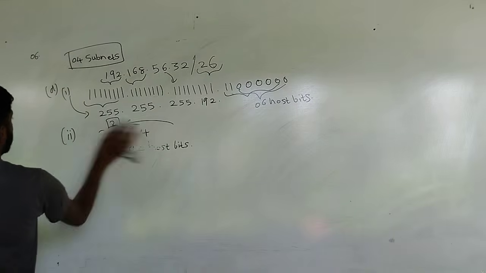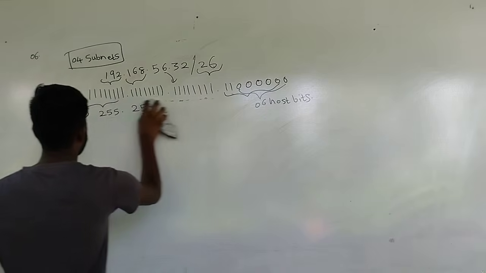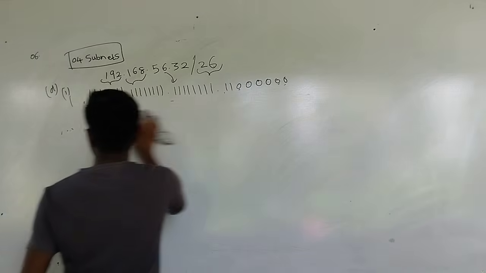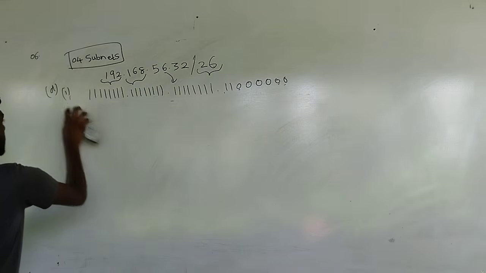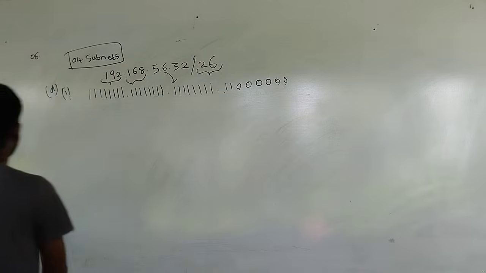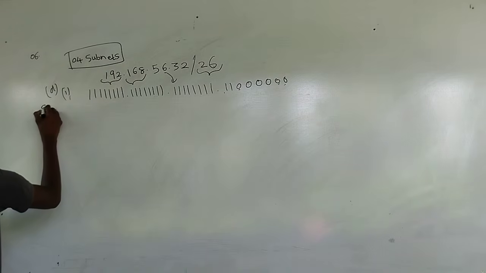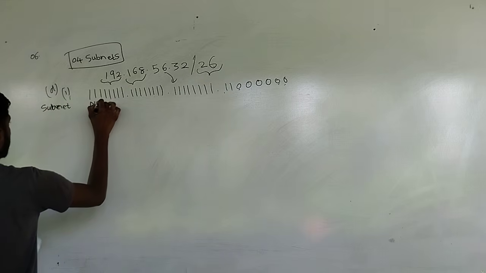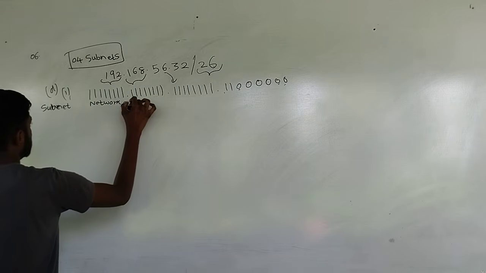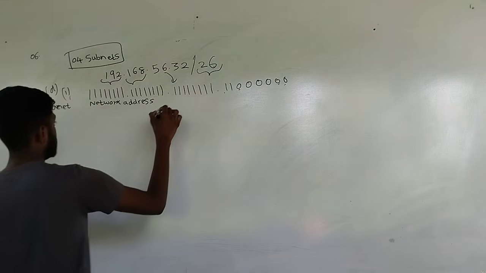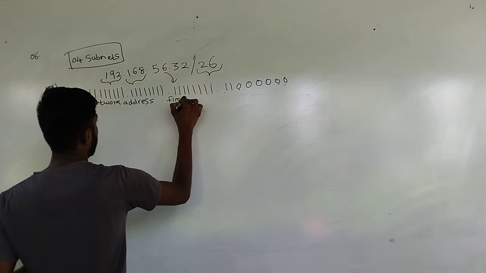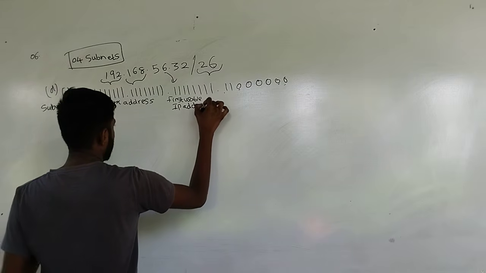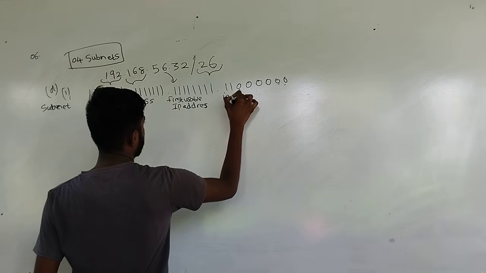Let me erase this stuff here. Let me keep this as it is. Fine. So let me have the table here. First of all, we are going to have the subnet, dear students. Then we are going to have the network address. Then the first usable IP address. Then the last usable IP address.